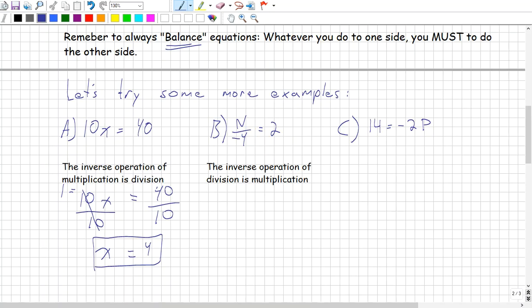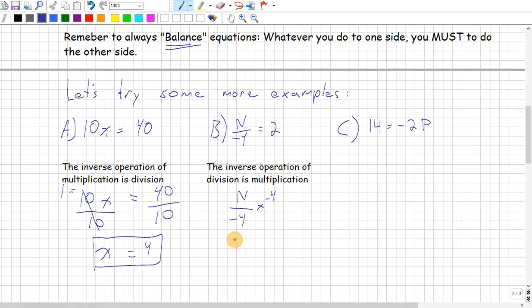Next, part B. So I have n divided by -4, or n over -4. Remember, every fraction is like a division question. And that's equal to 2. So the inverse operation of division is multiplication. So I have n over -4, and I'm going to have to multiply by the exact same value that's directly connected with the variable. In this case, it's -4.